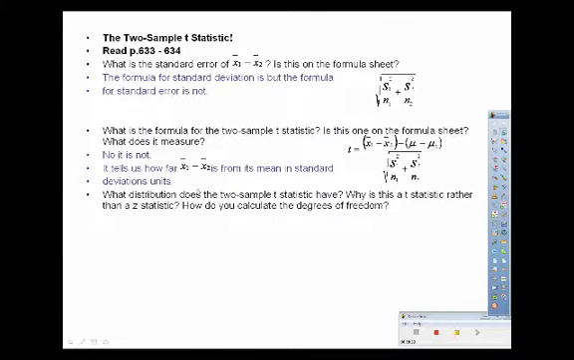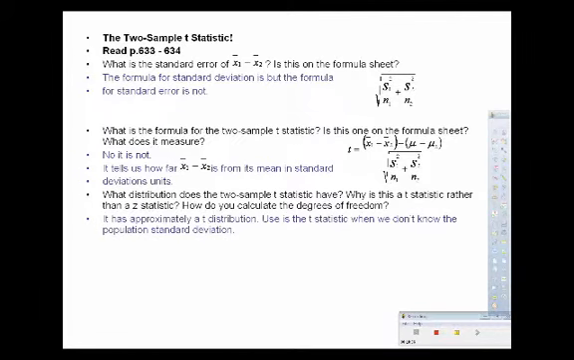And what does it tell us? It tells us how far the difference in the two means is from its mean in standard deviation units. And what distribution does the two-sample statistic have? And why is this a T statistic rather than a Z statistic? And how do you calculate the degrees of freedom? There's a lot in that question right there.